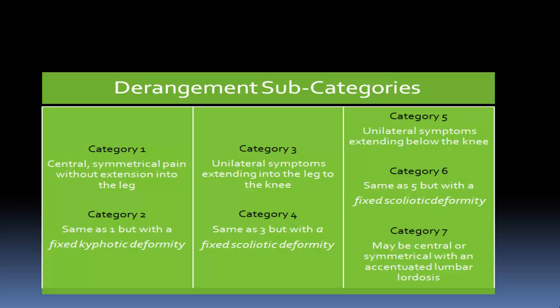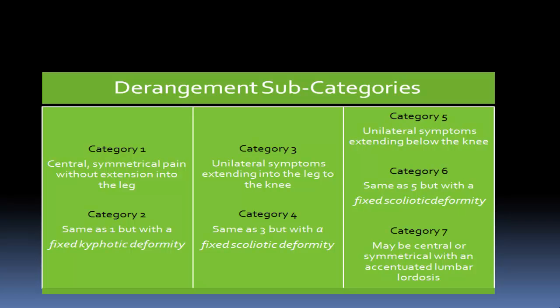There are 7 subcategories of derangement which reflect both different patient presentations and also theoretically different possible matched disc pathologies. Let's summarize. Categories 1 through 4 do not have symptoms below the knee, whereas 5 and 6 do. Categories 1 through 6 represent possible posterior or posterolateral disc pathology. Category 7 represents anterior pathology and is more often responsive to flexion movement. The categories are arranged as couplets: 1 and 2, 3 and 4, and 5 and 6.